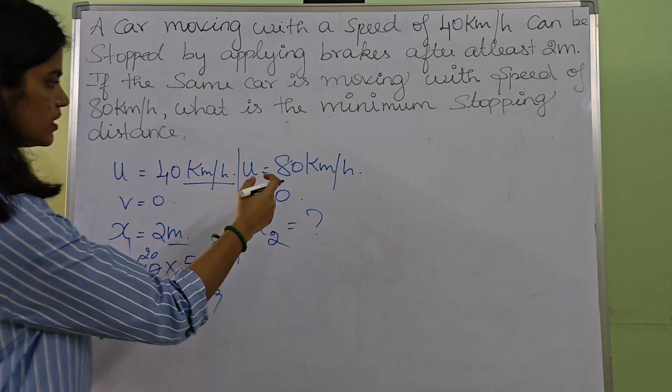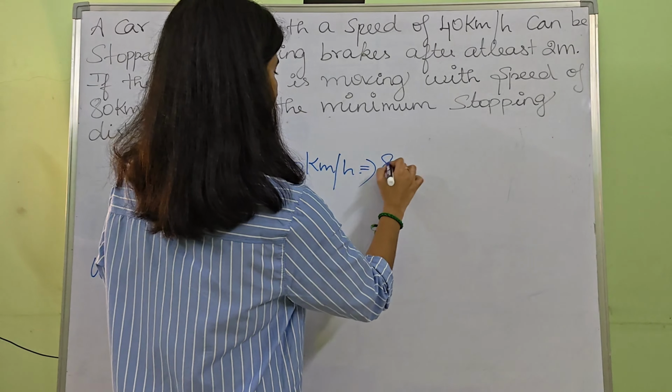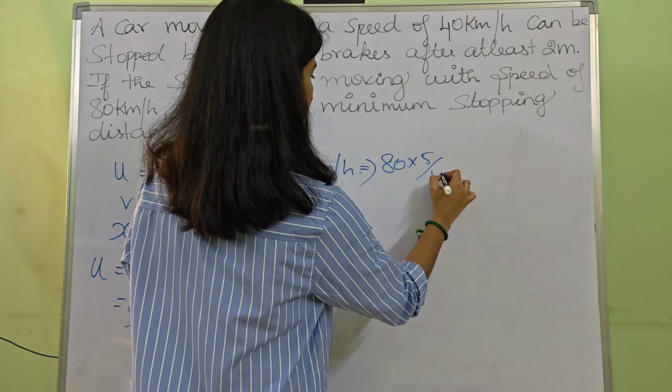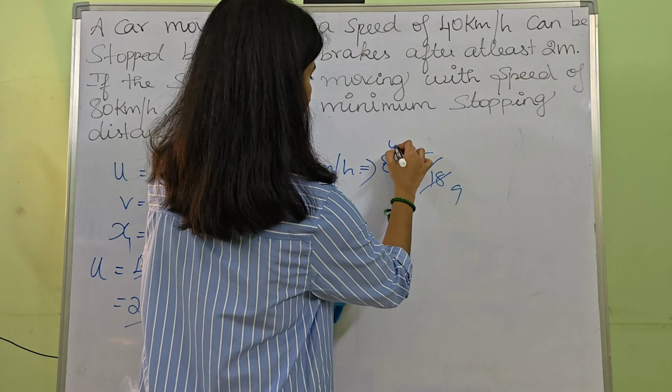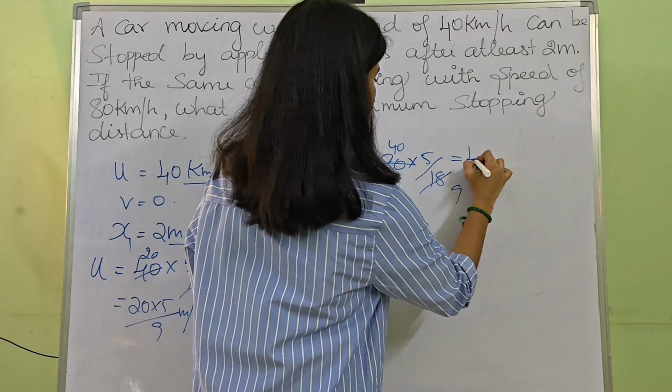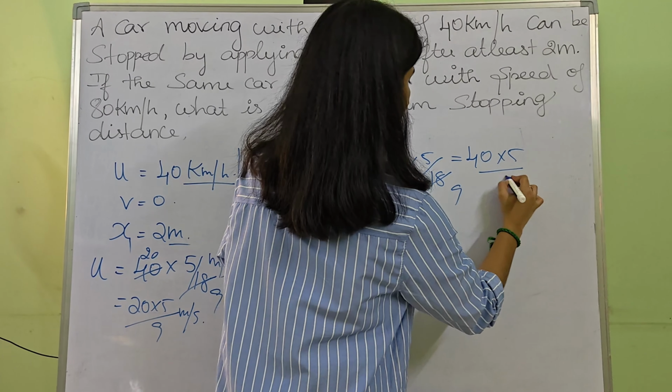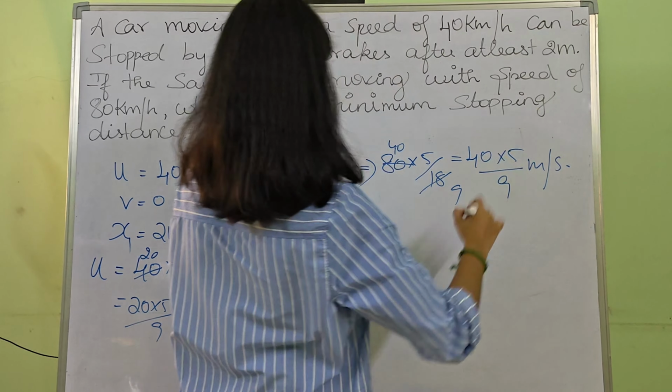Okay. So next in this condition, we will see. So 80 into 5 by 18, so 9, 4. So finally, 40 into 5 by 9 meter per second.